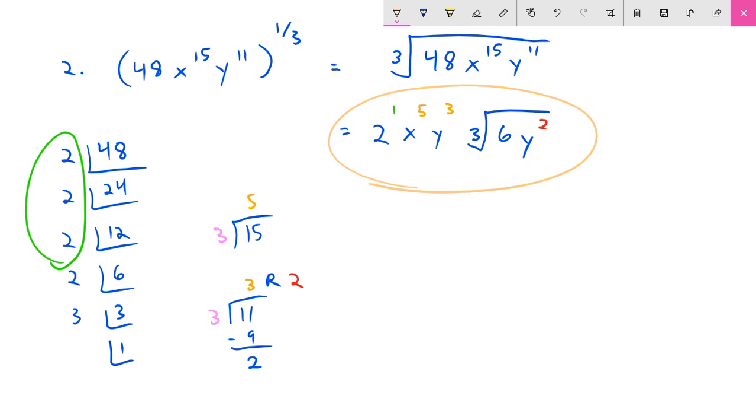Boom. So that is it. You don't need to write the power of 1, because it doesn't change anything. And that's going to be it for the notes for today.